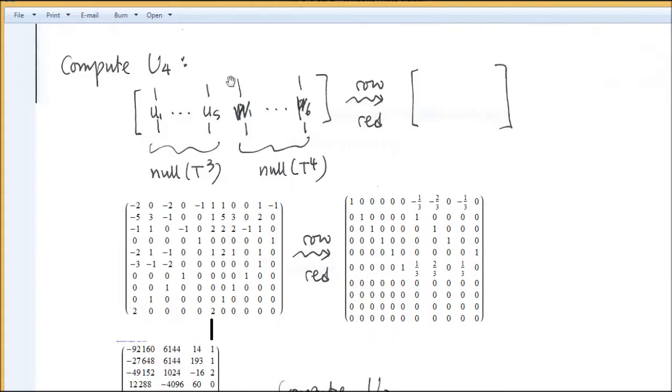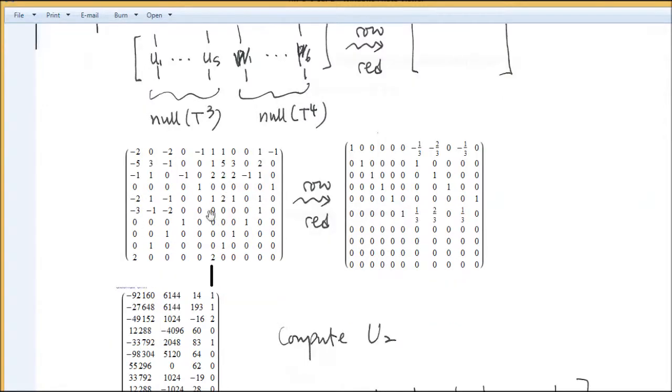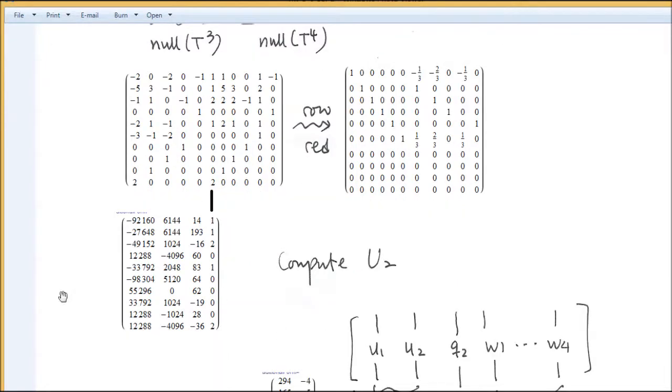You want to figure out which one among here really belongs to U4. Right? This is too big. You just can't calculate that U4 directly. So I compare them. And then echelon form says this one here does not belong to null T3. So I take that, push it all the way down. So these are the vectors.